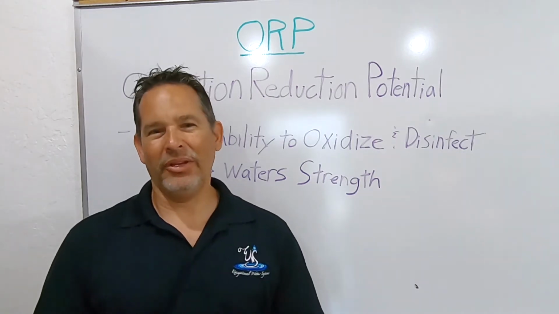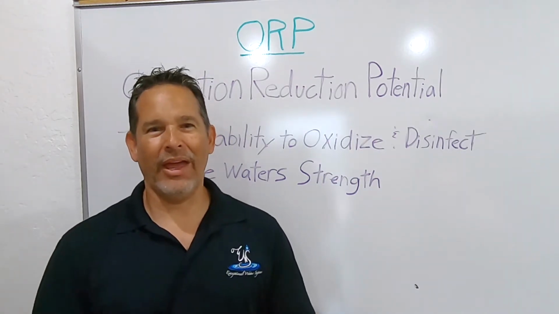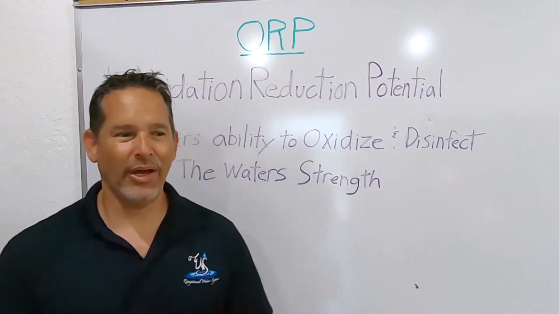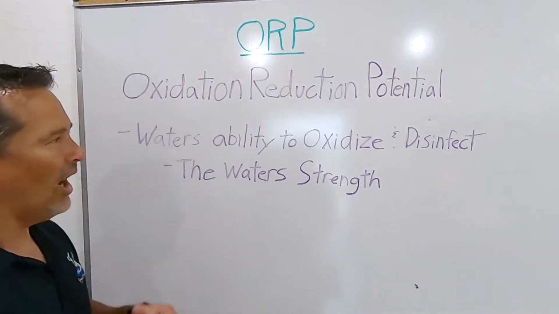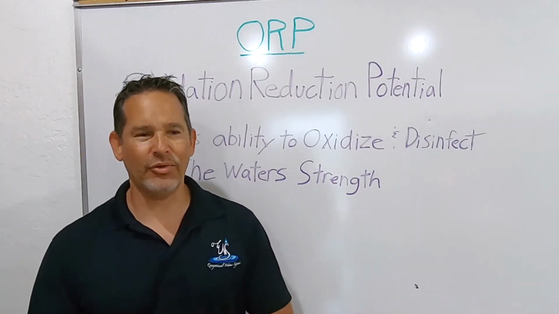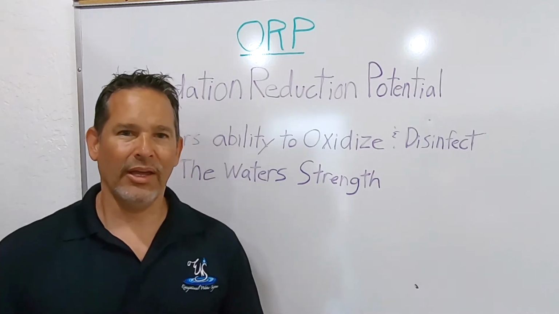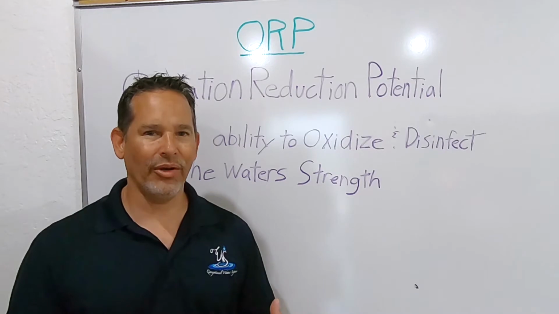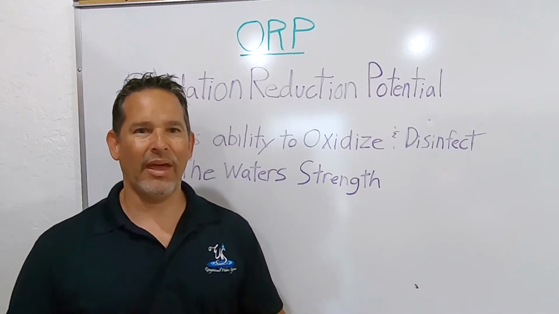We're going to talk a little bit today about an acronym known as ORP. This acronym is known as Oxidation-Reduction Potential. And what that is, it's a measurement of water quality. And actually it's one level of water quality. So it's not water quality as a whole, but I'm going to explain what that means.